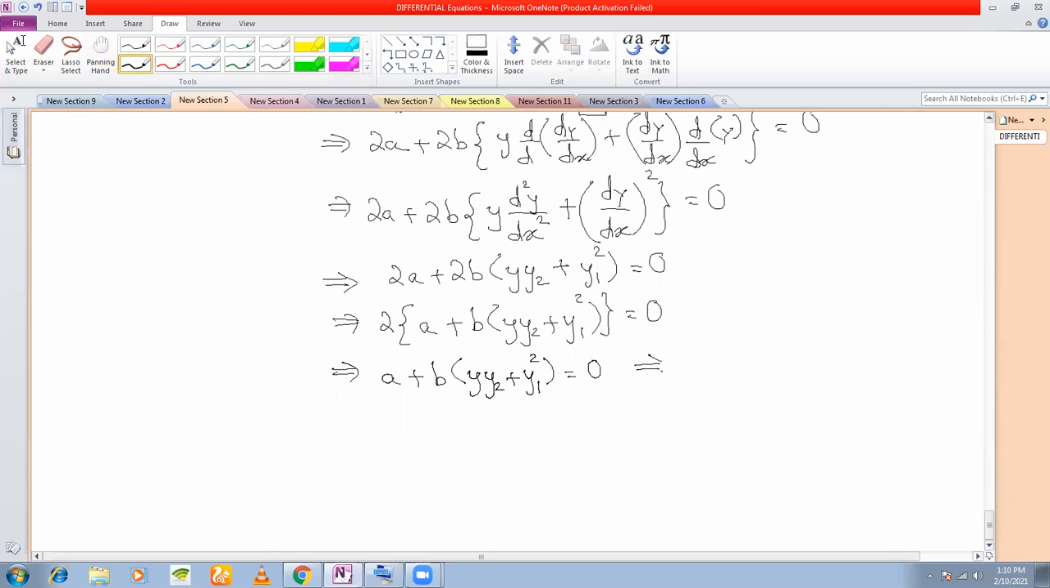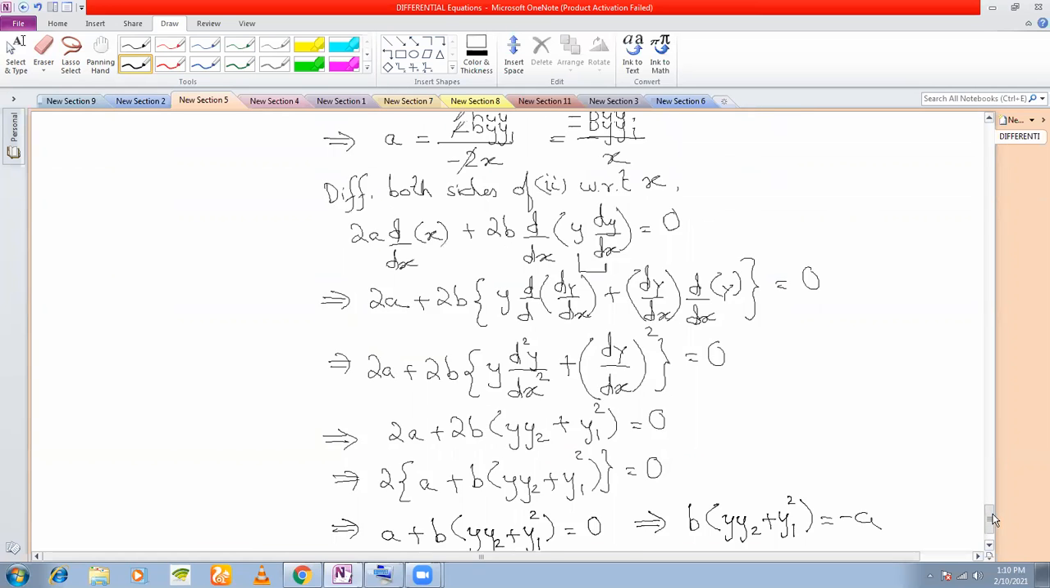And therefore, what is the value of b from here? You can write this as b times (y y2 plus y1 square) is equal to minus a. Therefore, what is the value of b? Value of b is minus a divided by (y y2 plus y1 square), isn't it? This is the value of b.